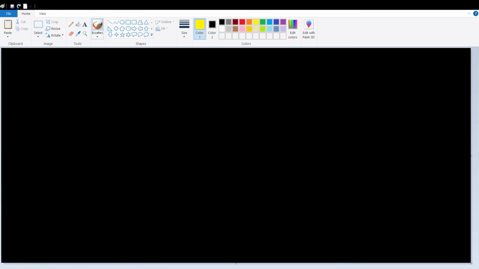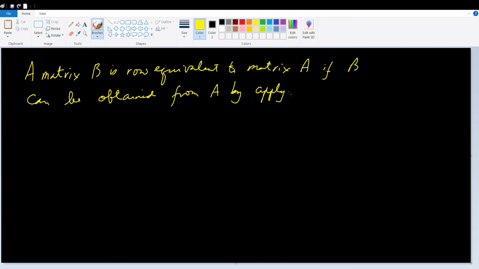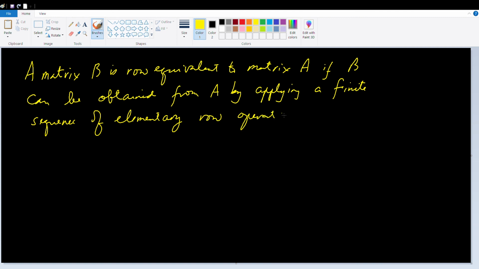We have the following definition. A matrix B is row equivalent to matrix A if B can be obtained from A by applying a finite sequence of elementary row operations to A.